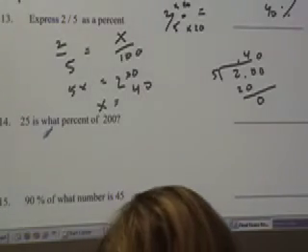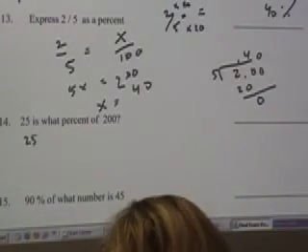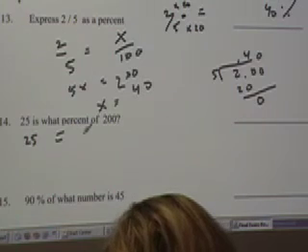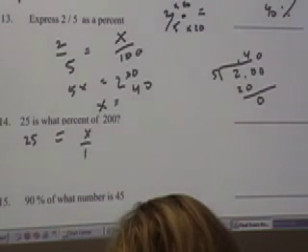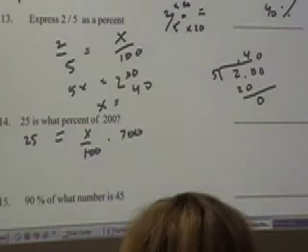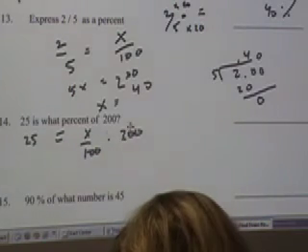5 is what percent of 200? All right, well, here's the way I do it. I know everybody's got a different way. 25 equals, that's an equal sign, what percent of 200? X over 100 times 200. Okay, that's the way I set it up. I know you have all these other methods. This is just what I'm showing you.